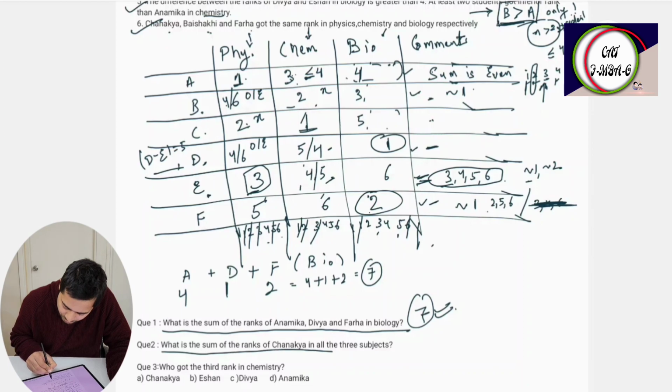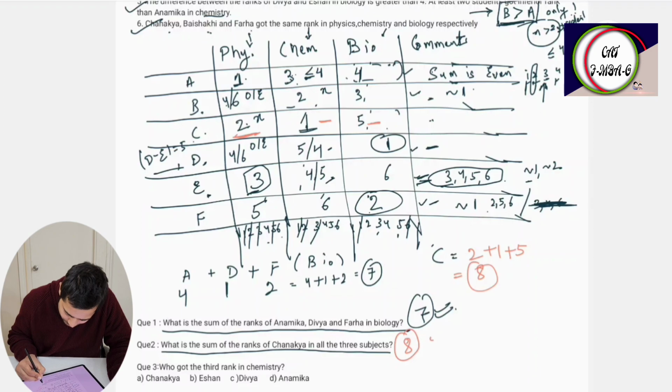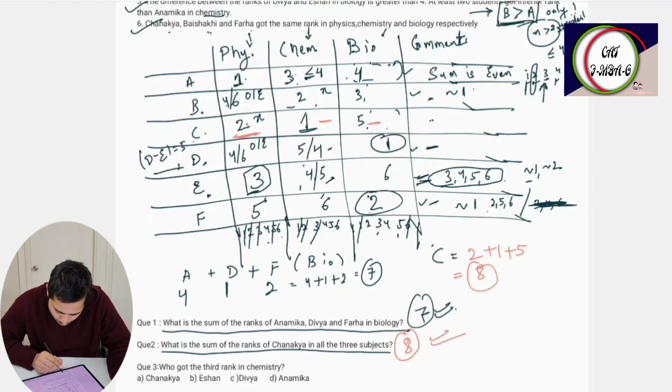What is the sum of the ranks of Chanakya in all the subjects? Chanakya is C. So Chanakya is 2 plus 1 plus 5 is equal to 8. 8 is the right answer for it. Question number 3. Who got the 3rd rank in chemistry? In chemistry, 3rd is here. It is Anamika. Anamika is the right answer.